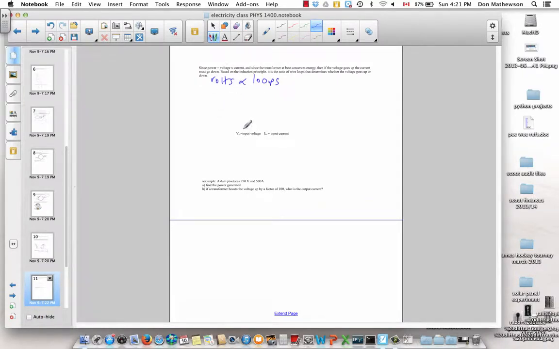So we're going to have an input and an output, and the input volts depend on the number of loops N on the input side. The output volts depend on the number of loops on the output side of the transformer, and I'll show you a picture in a moment.